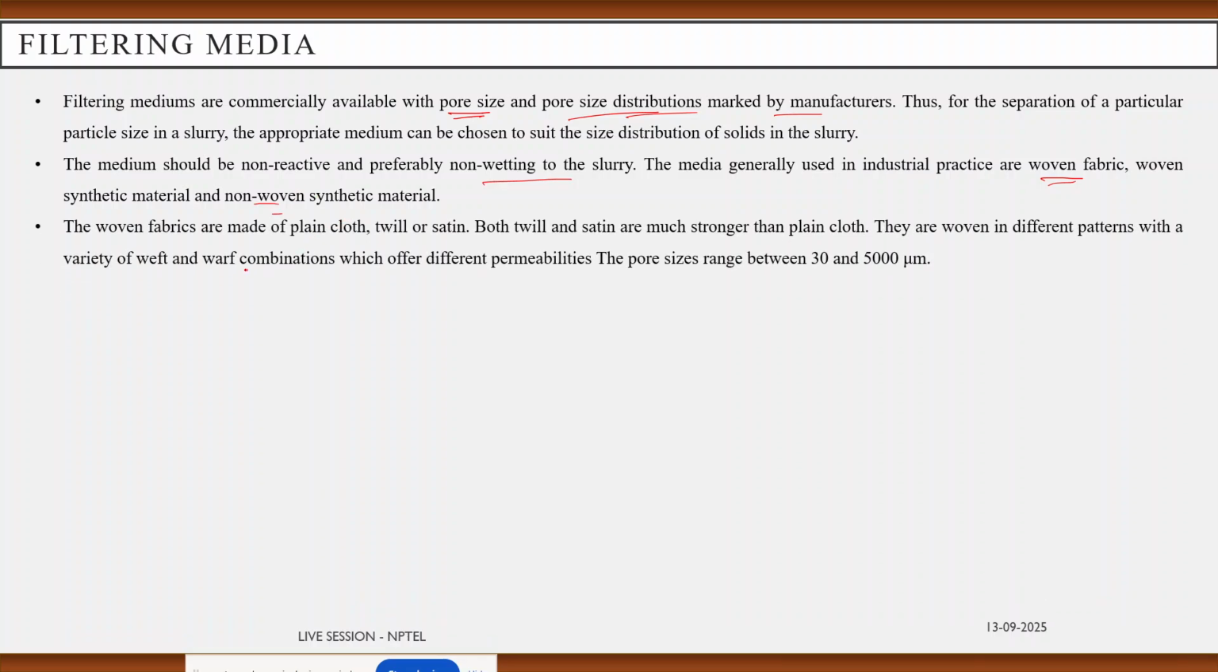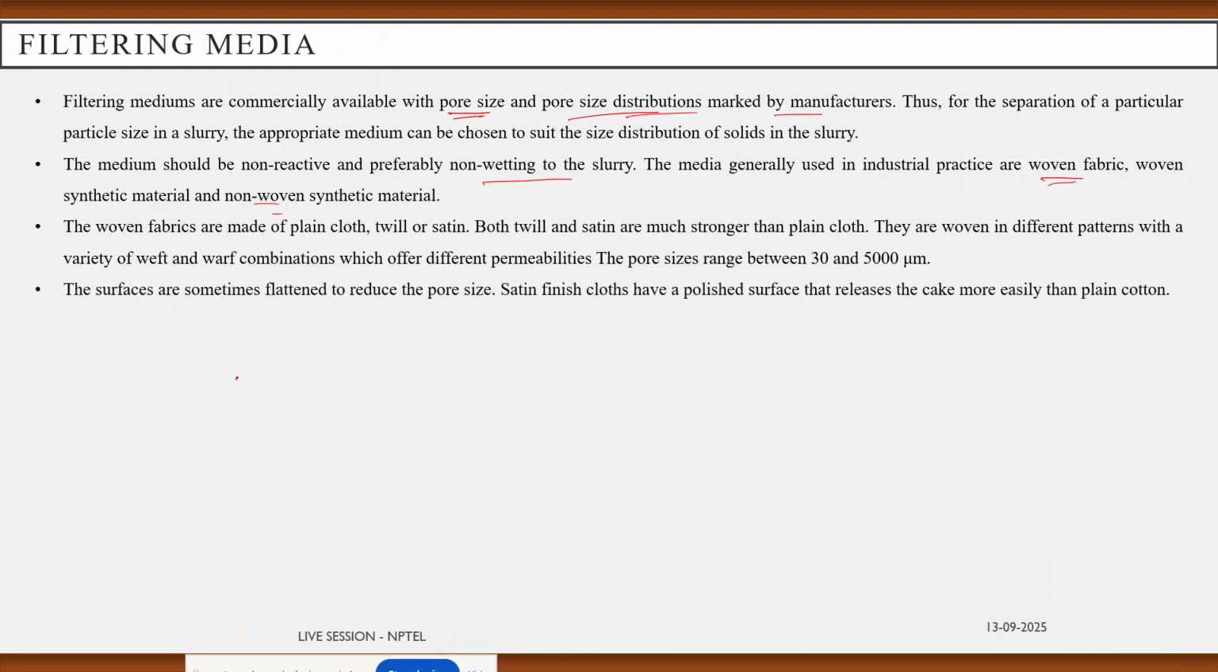The medium you choose should be non-reactive and preferably non-wetting to the slurry. The media generally used in industry are woven fabric, woven synthetic material, or non-woven synthetic material. The woven fabrics are made of plain cloths. Both twill and satin cloths are much stronger than plain cloths, and it is much easier to scrape the cake off them. The surfaces are sometimes flattened to reduce the pore size. Satin-finished cloths have a very polished surface, so it is much easier to collect the cake from the surface.